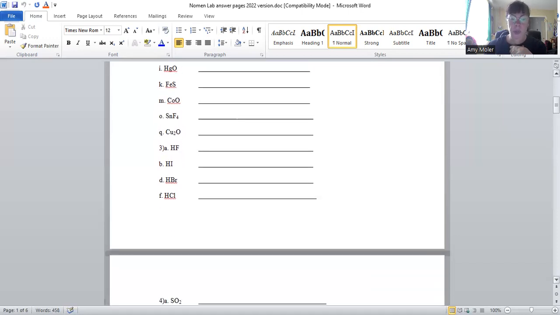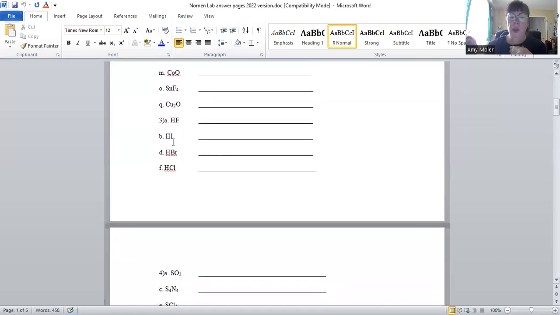At the bottom of this page, there are 4 binary acids. They are all acids. None of these last 4 on this front page should start with the word hydrogen. Okay, yes, there is a hydrogen in the front, but that is what makes it an acid. They should all be named as an acid.